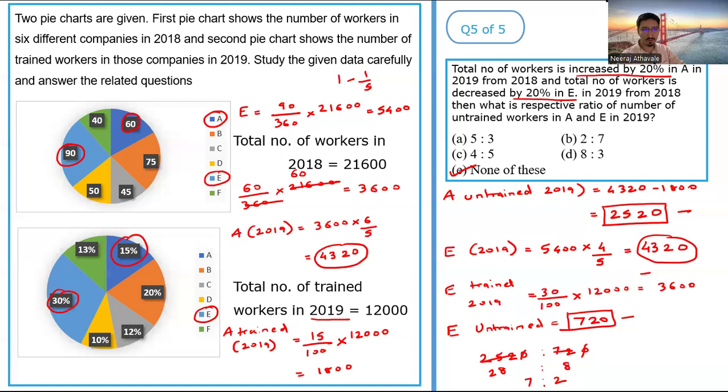So that's how we can solve these 5 questions based on this pie chart. I hope you have understood all the concepts we have used over here. It is basically application of percentage throughout the 5 questions.